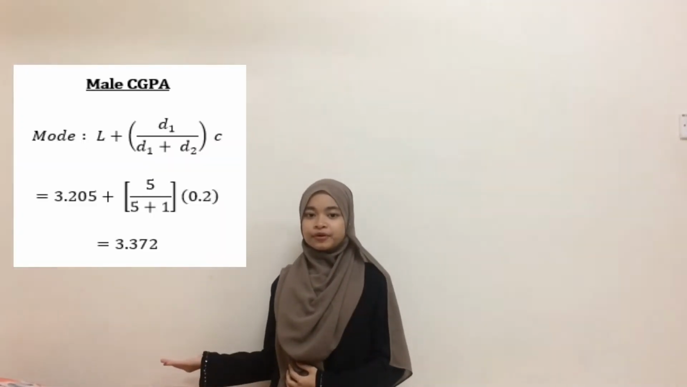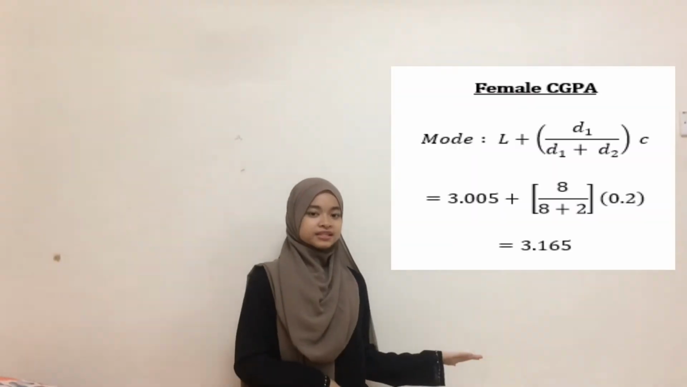Based on the calculation shown, the mode for male is 3.372 and the mode for female is 3.165. It shows that the maximum frequency for male is 0.207 higher than female. We can conclude that most of the males get 3.372 and most of the females get 3.165 CGPA.